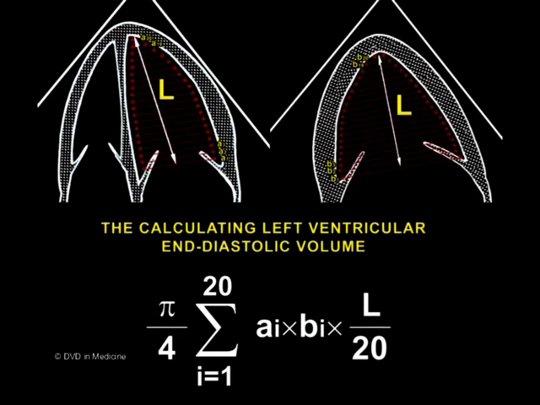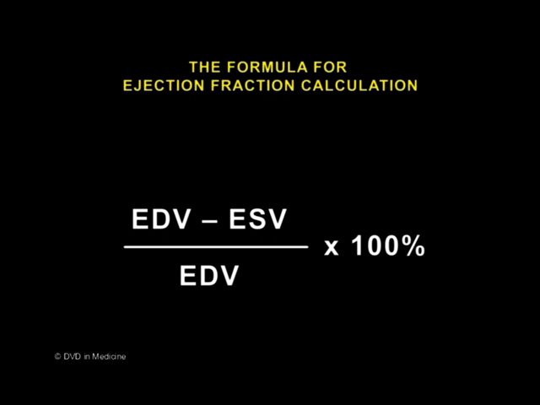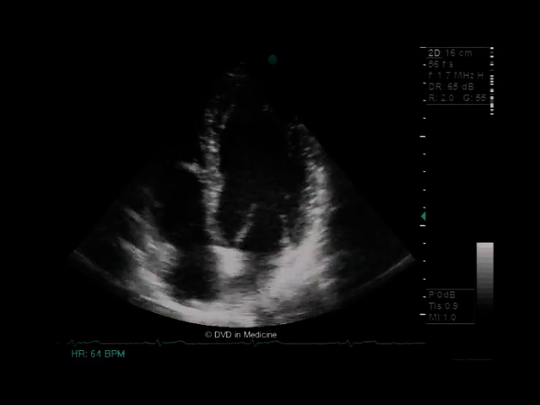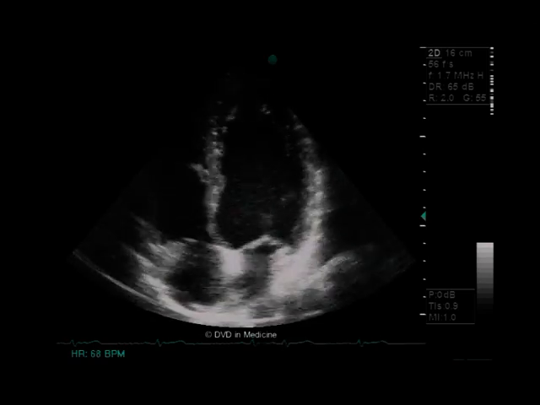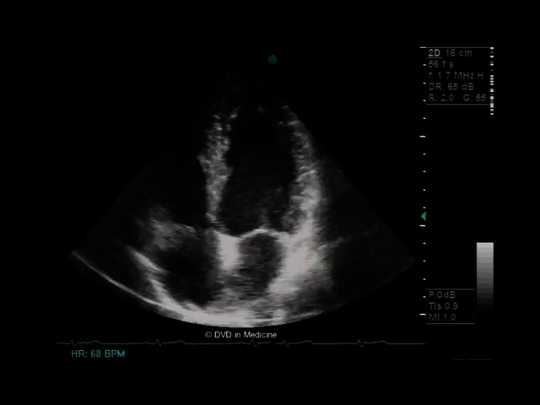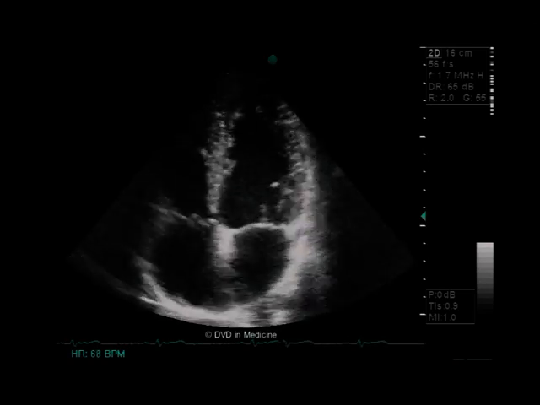From the end diastolic frames, the end diastolic volume is calculated. From the end systolic frames, the end systolic volume is calculated. When the volumes are determined, the formula provides ejection fraction. In this image, one can see the calculation of left ventricular ejection fraction using the modified Simpson's method. Apical four-chamber view.